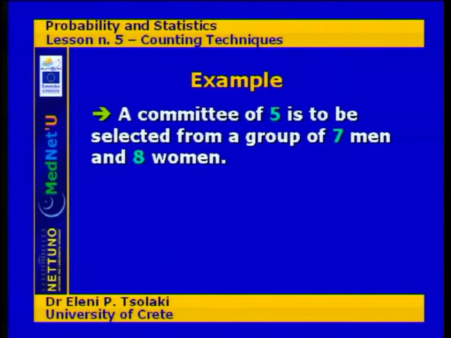Another example is if we want to see in how many different ways we can select a committee of 5 people from 7 men and 8 women. So in total we have 15 people. We want to select a committee of 5.